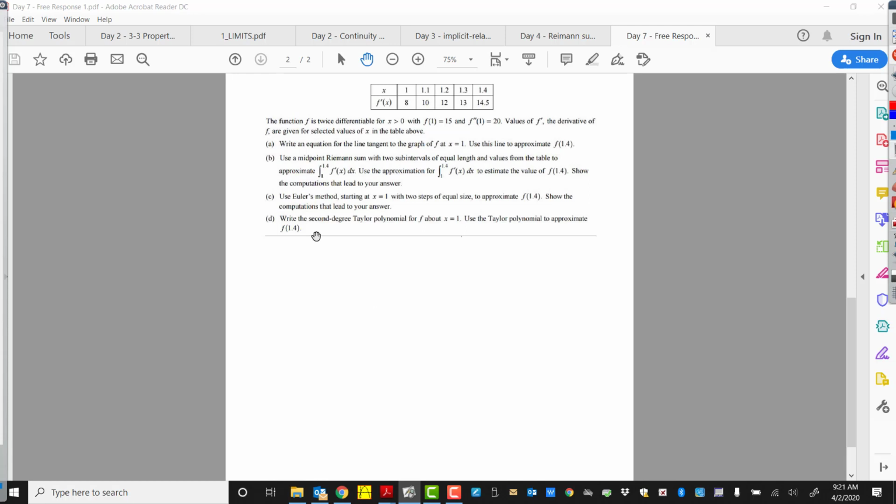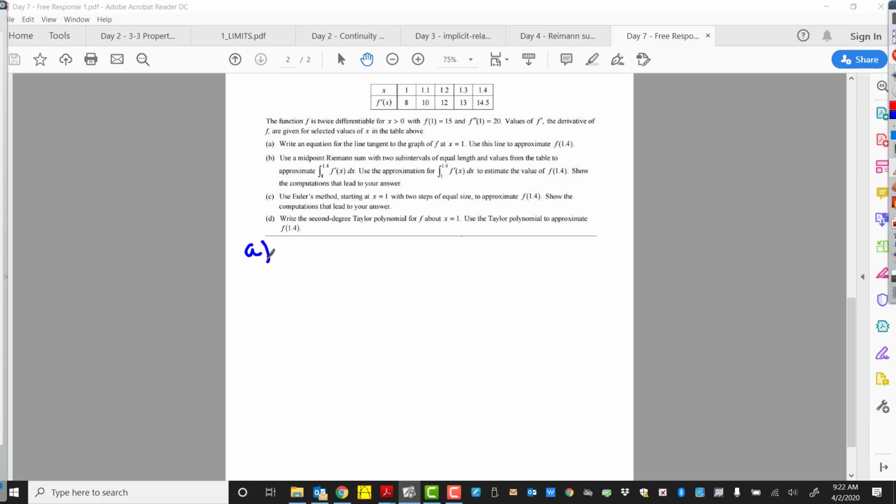Alright, so we have the function f is twice differentiable for x greater than 0 with f of 1 equal to 15 and f double prime of 1 equal to 20. Values of f prime, the derivative of f, are given for selected values of x in the table above. So we know f of 1 is 15, the second derivative at 1 is 20, and this table shows us some derivatives. Okay? So write the equation for the line tangent to the graph at x equals 1. Use this line to approximate f of 1.4. Well, that should be easy enough.